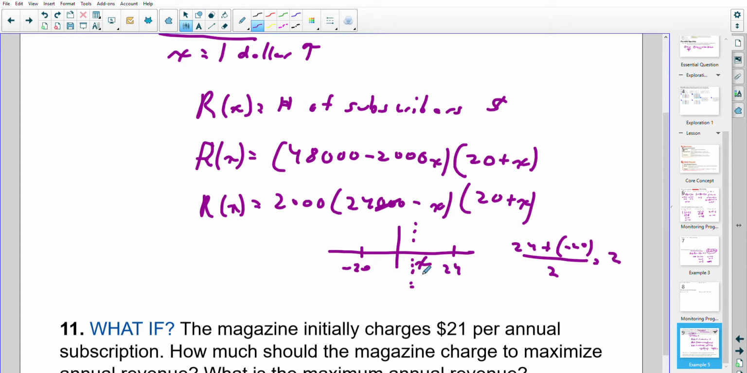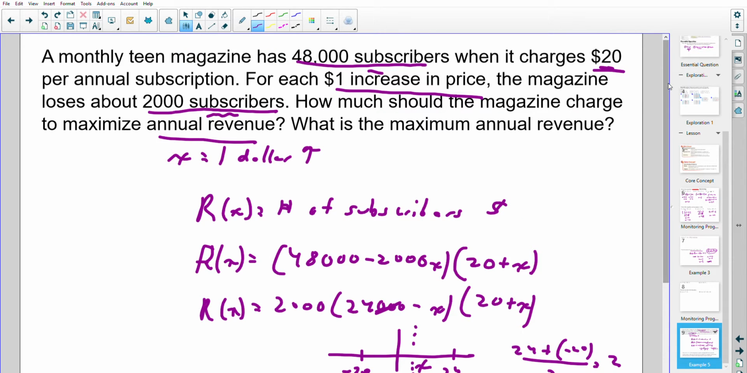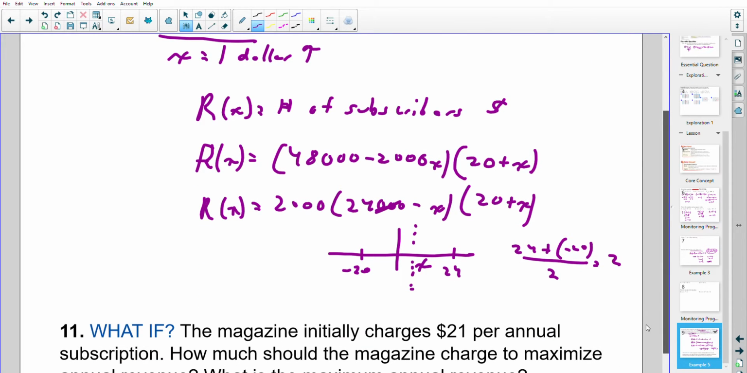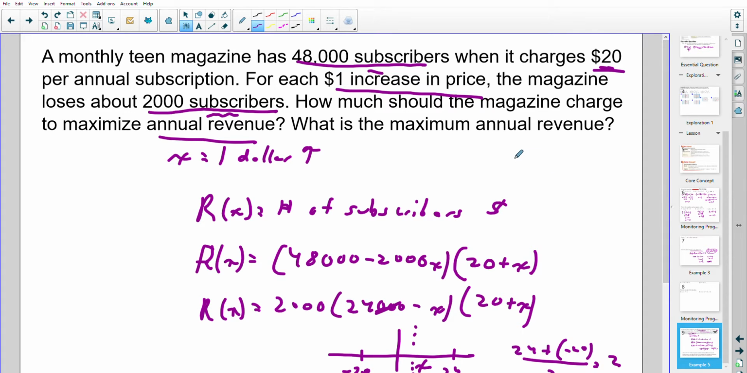X equals 2. So going back to the original question, it says, how much should the magazine charge to maximize the annual revenue? The increase is 2, which means the answer is going to be $22, the 20 plus the 2. What is the maximum revenue?